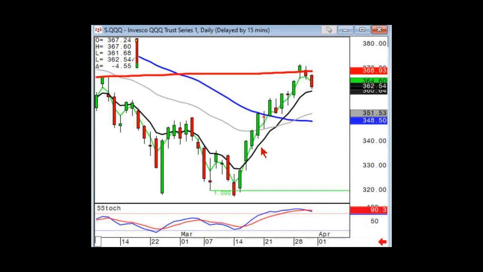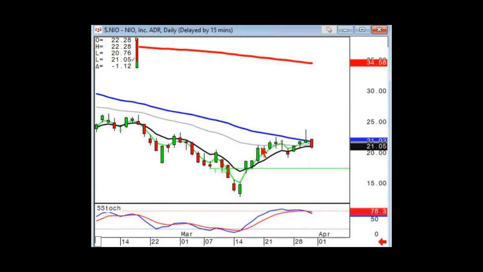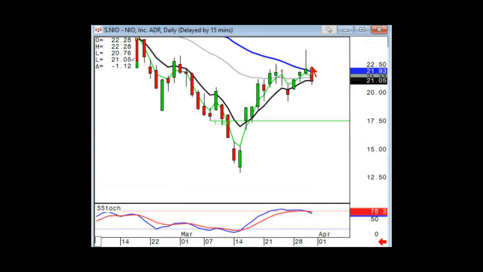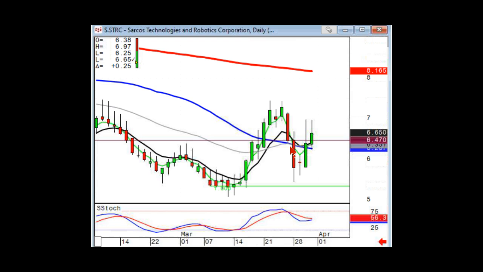The Qs, look for it to test the T line. Right now the YMs are showing the market up 98 on the Dow. NIO, another failure at the 50. If I was long after that shooting star, it had to open positive and trade positive. I would have closed this one out today. You've got a shooting star followed by a bearish engulfing right at the 50.